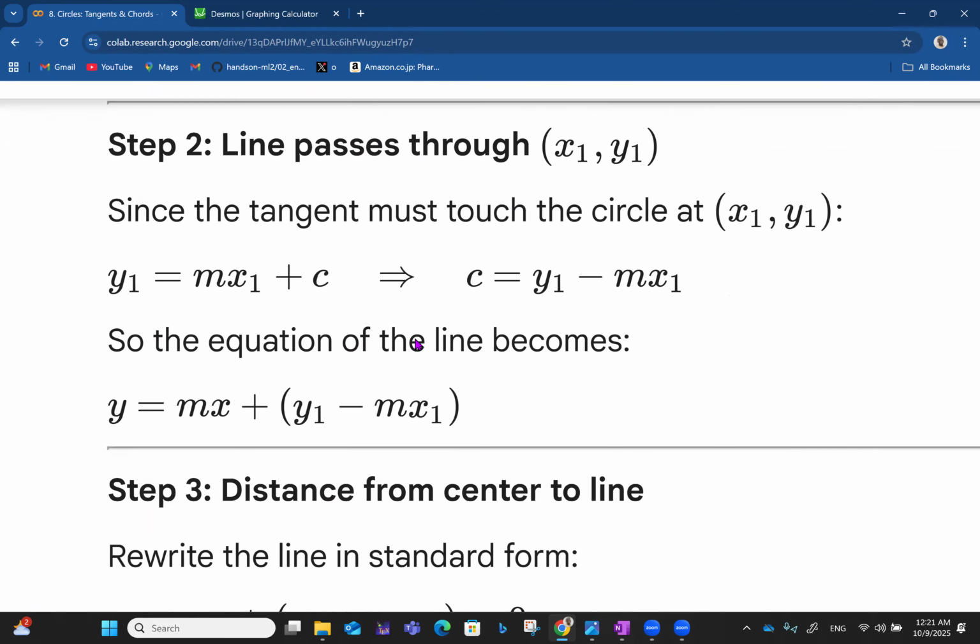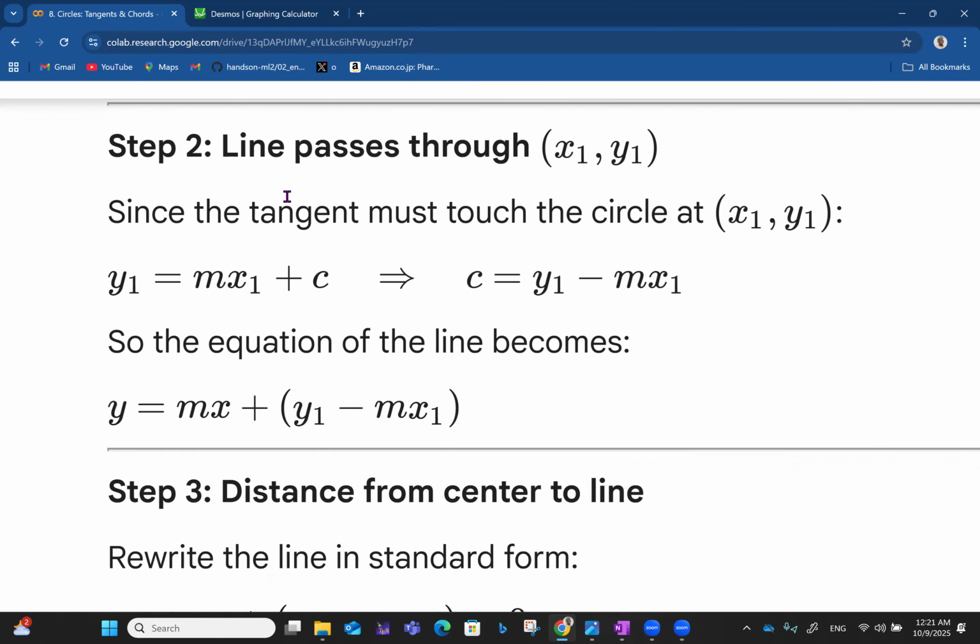Then step 2. If the line passes through x1, y1, which lies on the circle, since the tangent must touch the circle at x1, y1, then y1 will be equal to mx1 plus c. And c here will be y1 minus mx1. So the equation of the line then becomes y equals mx plus c, with this c now. So the slope of the line times x plus the y-intercept, which we can get from here, y1 minus mx1.